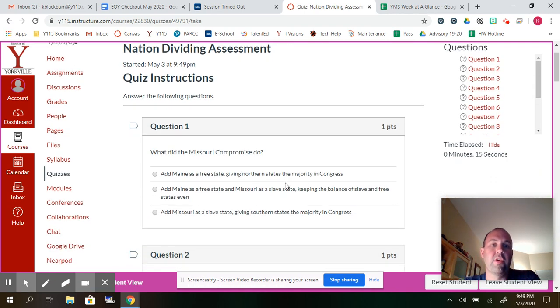Okay, question 1. What did the Missouri Compromise do? Add Maine as a free state, giving northern states the majority in Congress. Add Maine as a free state and Missouri as a slave state, keeping the balance of slave and free states even. Add Missouri as a slave state, giving southern states the majority in Congress.